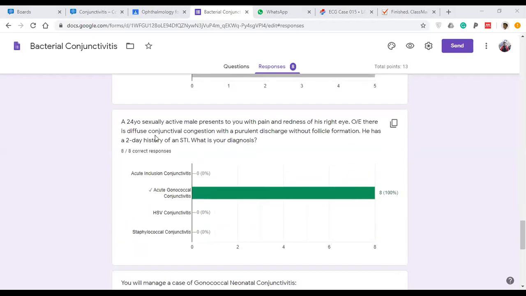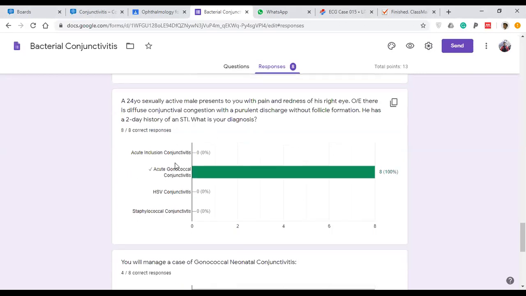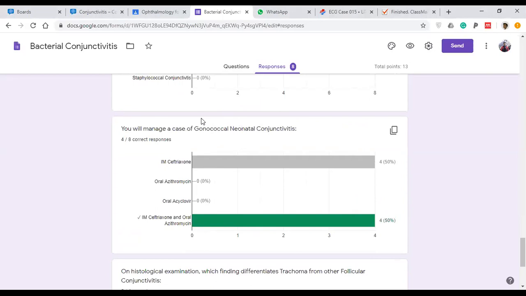All right, next MCQ. Now this is acute gonococcal conjunctivitis. It's relatively simple. There's an absence of follicles, without follicle formation, and then a 2-day history of an STI. So history of an STI and conjunctivitis in a sexually active male, we have to consider our two possibilities, gonococcus and chlamydia. There isn't follicle formation, and the incubation period is kind of small, so it's unlikely it's chlamydial conjunctivitis. Gonococcal neonatal conjunctivitis.